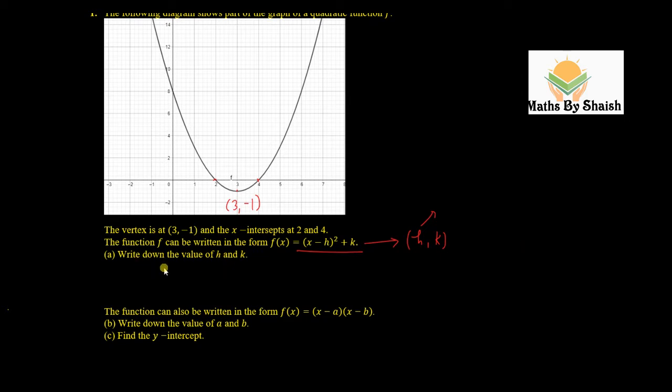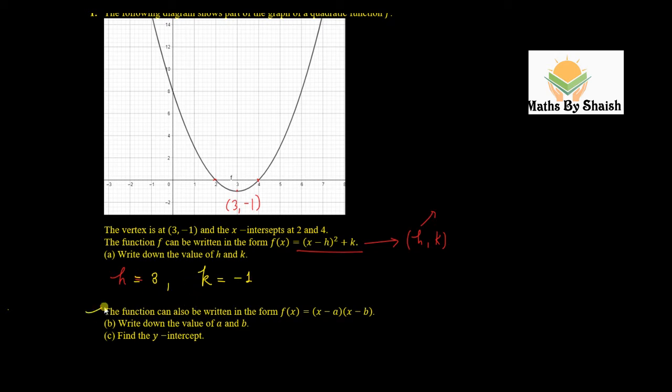So write down the value of x. So h is going to be 3 in this case, and k, the minimum value, is -1.